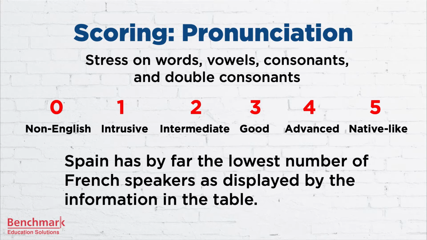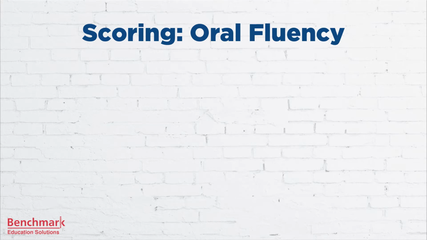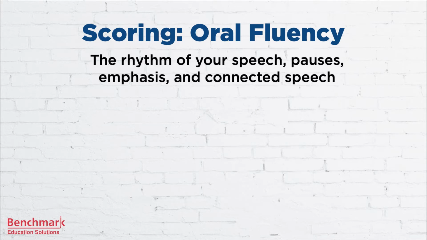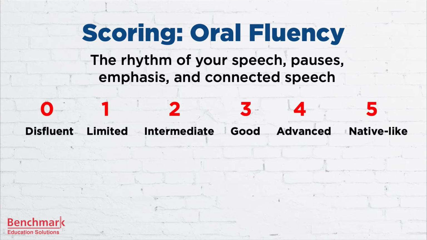The last part of the scoring involves your oral fluency. This is the rhythm of your speech, the speed, and where you place pauses and emphasis. It also scores how well your sounds are connected, so they sound natural. You can earn from 0 to 5 points, 0 being disfluent and 5 being native-like.